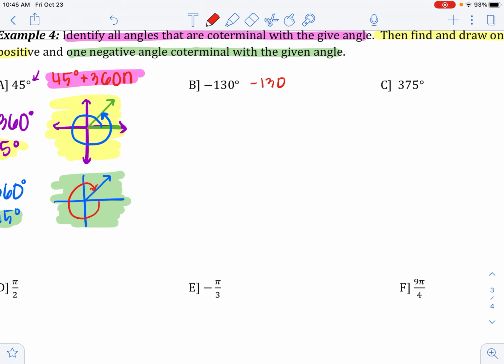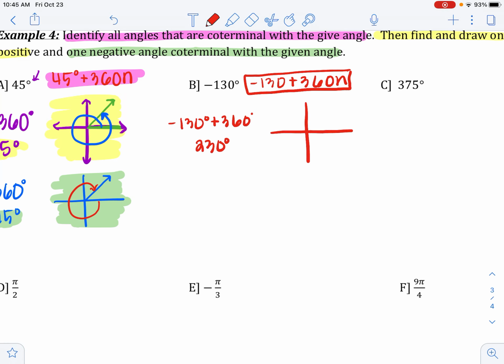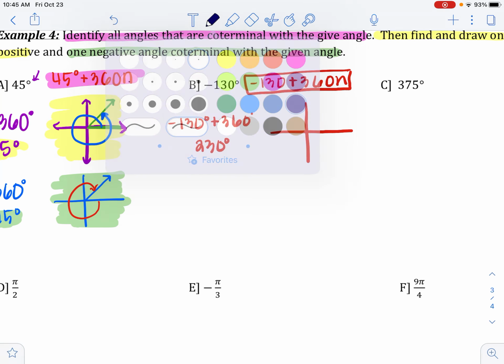That's negative 130 plus 360 n. That's nice and easy. Okay, so that's any angle. Now let's do a positive angle. So I'm going to do negative 130 degrees plus 360 degrees. So negative 130 plus 360 is 230 degrees. So now I'm going to draw that. I need to draw 230 degrees.